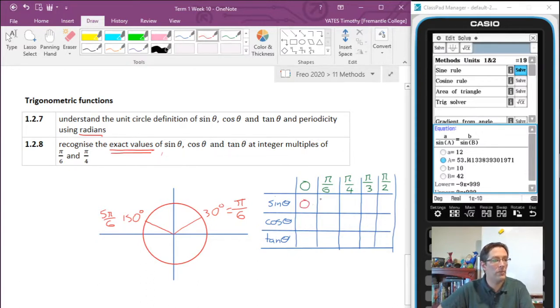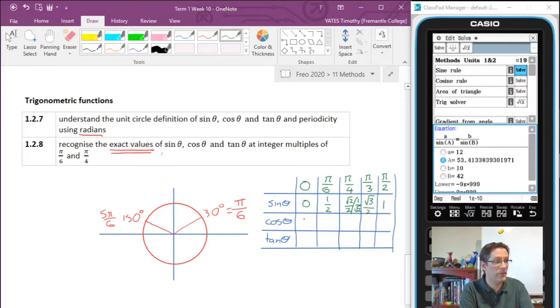It's 0 for that one. It is 1 on 2, or half for that. I'm going to use green again. So we've got 0, we've got a half. We have root 2 on 2. Sometimes it's 1 on root 2. Both of these are equivalent, so they're the exact same thing. Root 2 on 2 and 1 on root 2 are the same thing. We've got root 3 on 2, and then we've got 1 to finish off.